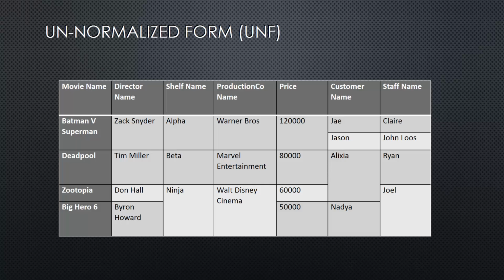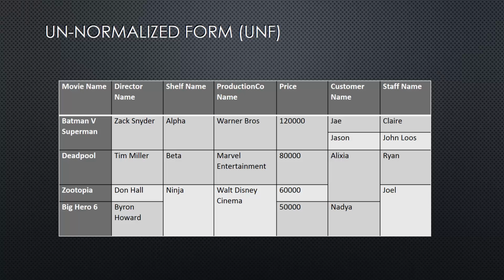Okay, firstly, we will take a look at the UNF or the unnormalized form. We can see that this table is pretty messed up, where one customer can buy more than one movie, and the staff can manage more than one transaction, two movies having one production company, and so on. There are too many redundancies in this table.